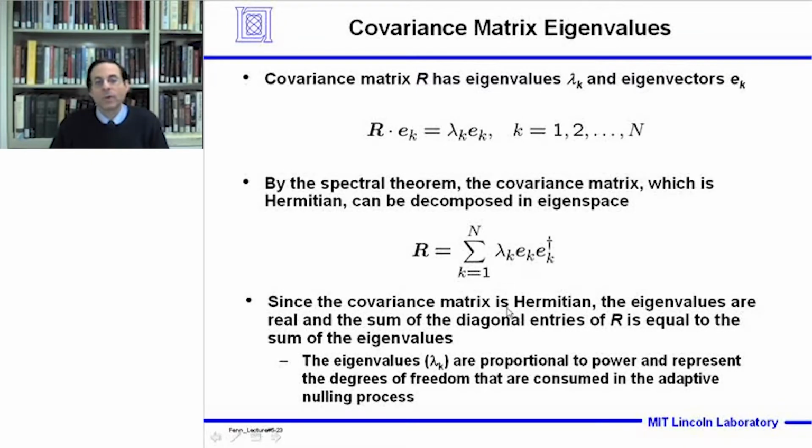So since the covariance matrix is Hermitian, the eigenvalues are real, and the sum of the diagonal entries of the covariance matrix is equal to the sum of the eigenvalues. The eigenvalues, or degrees of freedom, are proportional to power. These eigenvalues represent the degrees of freedom that are consumed in the adaptive nulling process. So we can use these eigenvalues to compare the degrees of freedom consumed by near field and far field sources.